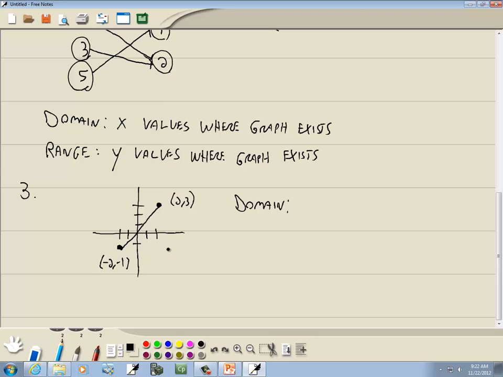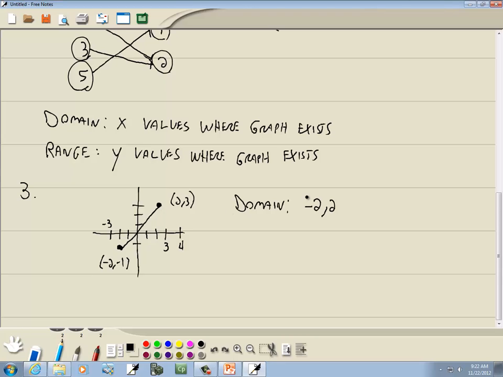Our domain is our x values where our graph exists. If I come over here to -3, if I go up or down, can I find my graph anywhere? No, it's nowhere. The graph doesn't actually begin until -2, so that's the leftmost x value. If I come over to 3 or 4, if I go up or down, can I find my graph anywhere? No. The rightmost x value where it exists, if I come straight down from my point, is 2. So x value wise, the graph only exists from -2 to 2.